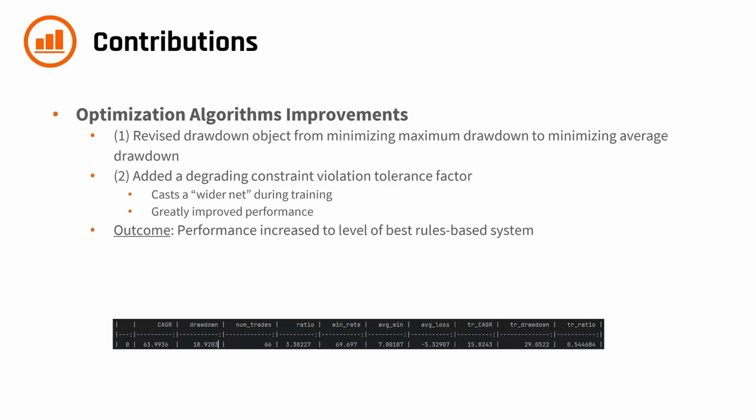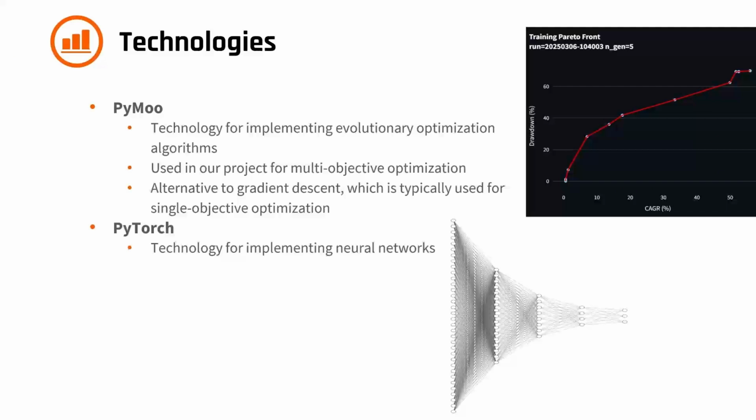First, I revised the existing drawdown objective from minimizing maximum drawdown to minimizing average drawdown. Second, I added a degrading constraint violation tolerance factor. This casts a wider net during training by allowing constraint violations during early training generations and eliminating them after a tunable percentage of generations. The outcome? The system is now training solutions that rival the performance of the best rules-based system our project partner has created.